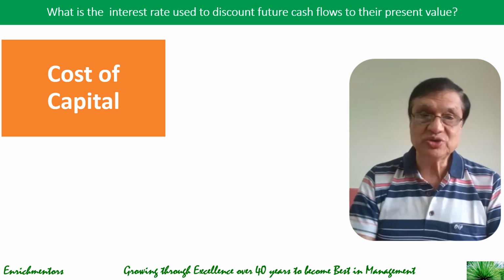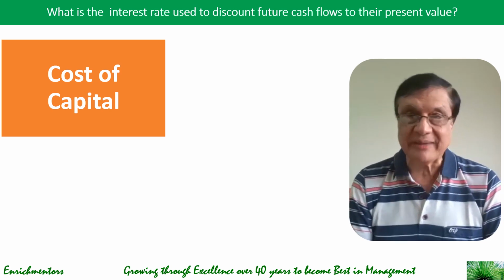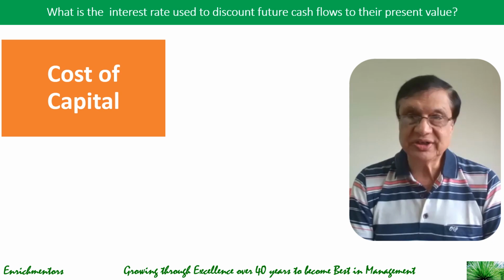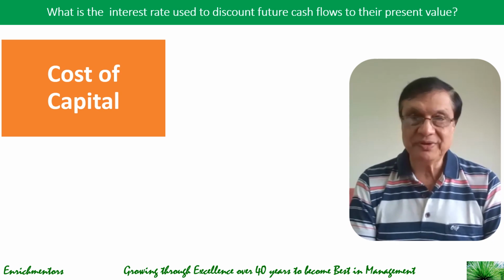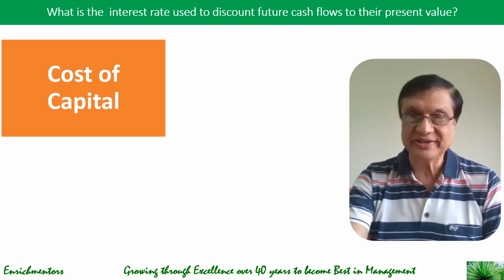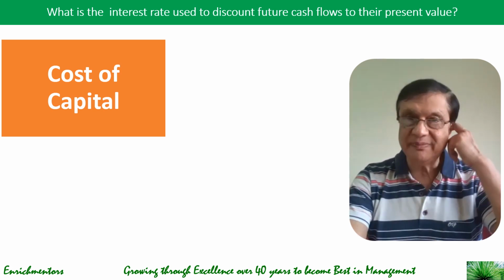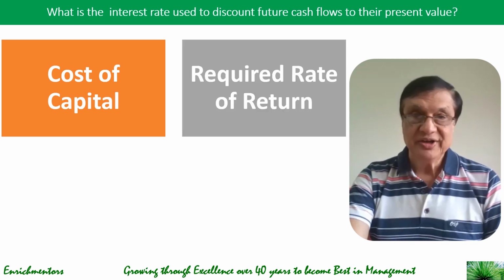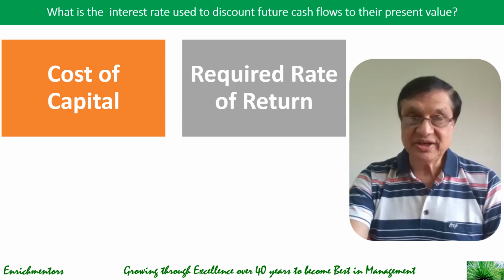First thing is to figure out the cost of capital. The discount rate is often derived from the company's cost of capital, which could be a weighted average cost of capital, WACC. This rate represents the average rate of return that a company is expected to pay to all its security holders, debt or equity combined.